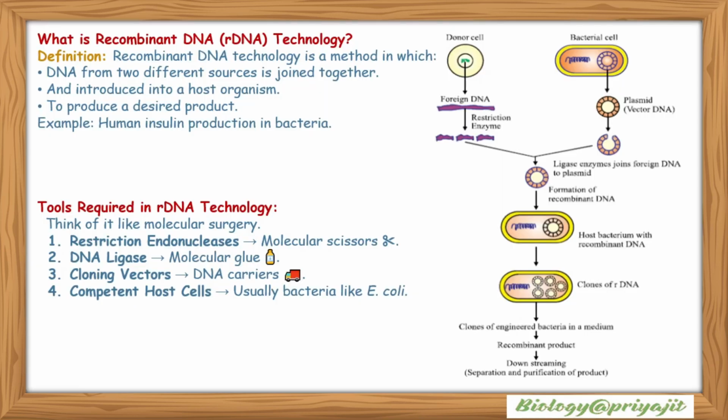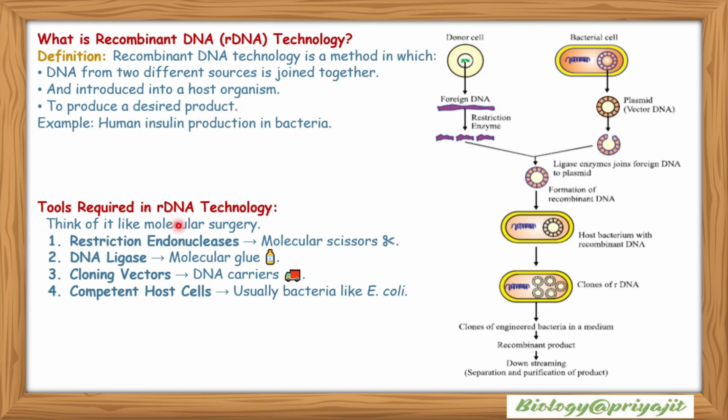What is recombinant DNA technology or rDNA technology? Recombinant DNA technology is basically a method in which DNA from two different sources is joined together and introduced into a host organism to produce a desired product. Example, human insulin production in bacteria.